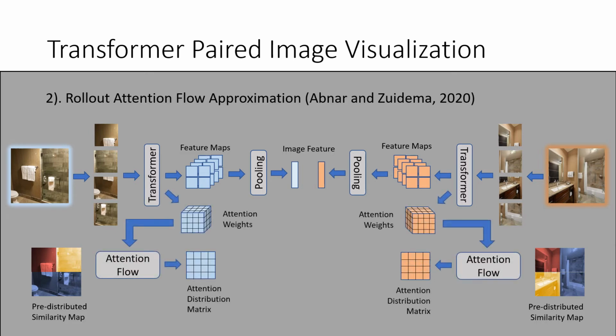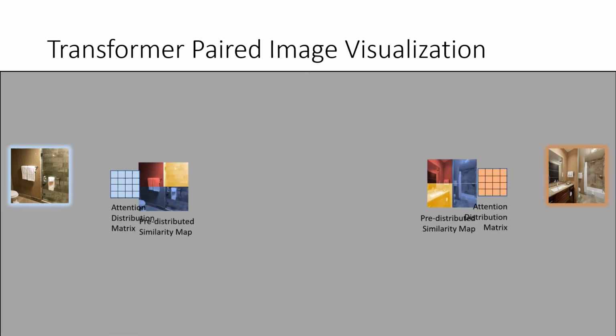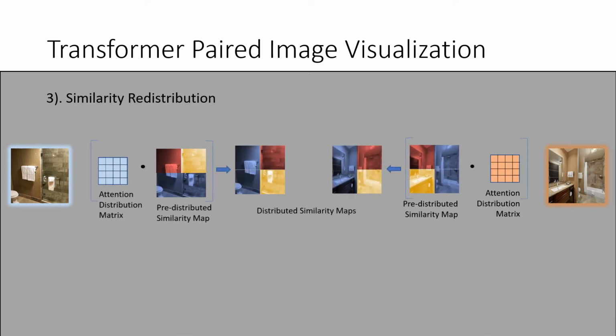Second, we approximate the attention flow throughout the network to generate the attention distribution matrix. While any attention flow approximation method would theoretically work, we use rollout. Finally, we multiply the attention distribution matrix with the pre-distributed similarity map to redistribute its mass to the input tokens. The result can be upsampled and overlaid with the input image to generate an intuitive visualization that highlights the most similar regions between each image according to the model.